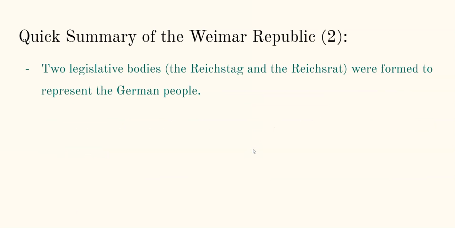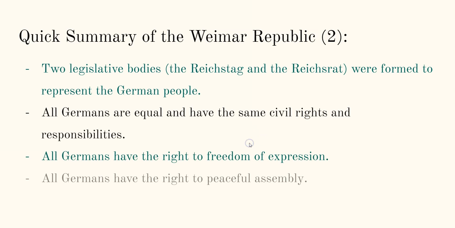A few more key details that I think you guys will be interested in knowing is it had 2 legislative bodies, the Reichstag and the Reichsrat. God, German pronunciations are fun. The way you can think of the Reichstag and the Reichsrat is essentially the House of Representatives and the Senate. They just have 2 bodies in there that negotiate and work together to make sure that they represent the German people. And some of the basic rules that are founded in the Constitution for Germany.